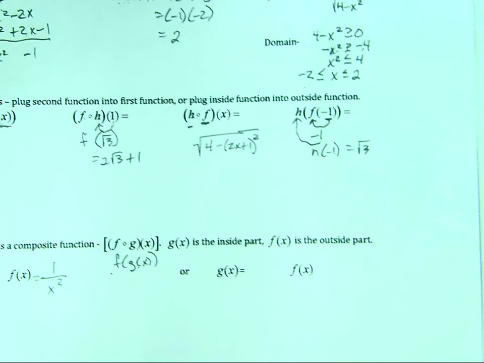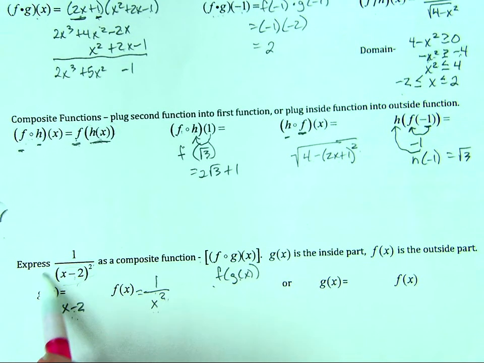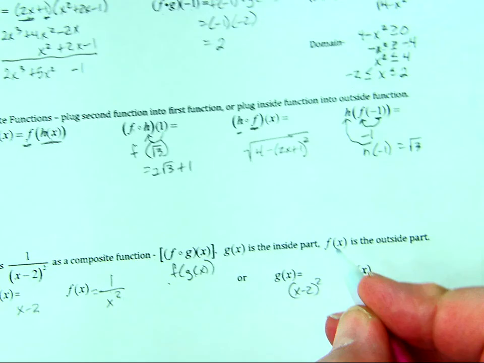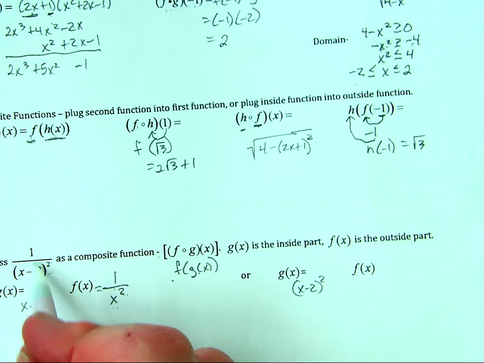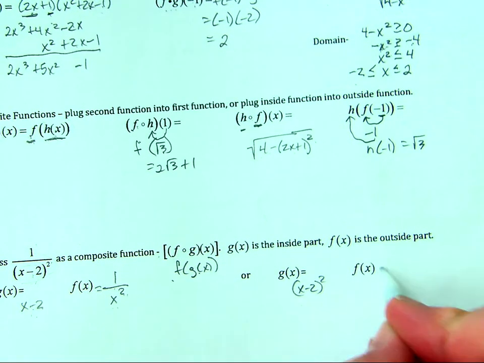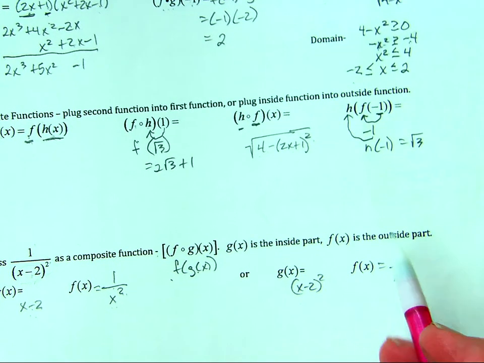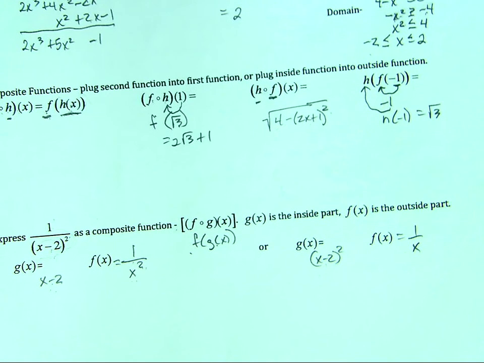There's other possibilities. What if you said the inside part was x minus 2 squared? Now what are you doing to that? Well, aren't you just putting that under 1? So if we put those together, if we plug g into f, wouldn't we get the same thing? So that's why you could create composite functions.